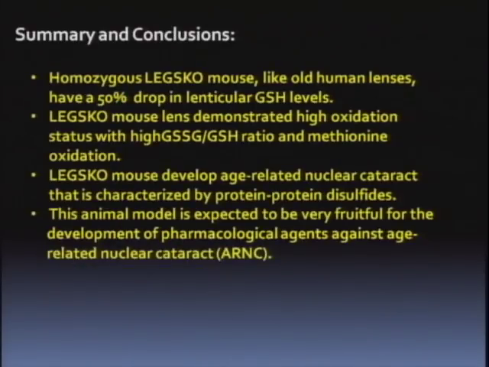Let me summarize this. Homozygous LEGSKO mice, like old human lenses, have a 50% drop in lenticular glutathione level. LEGSKO mice demonstrate high oxidation, such as GSSG to GSH ratio and methionine oxidation. LEGSKO mice develop age-related nuclear cataract. I believe this animal model will be a good model for pharmacologic agent screening.